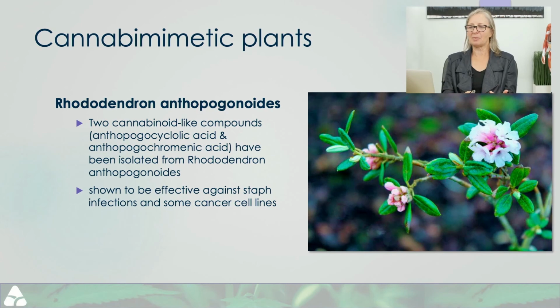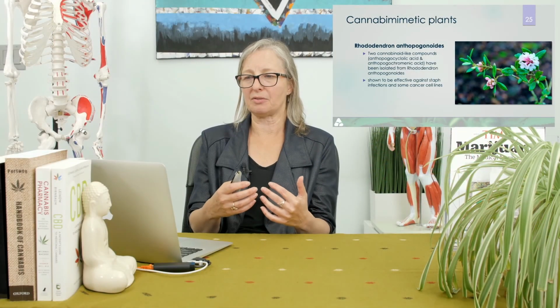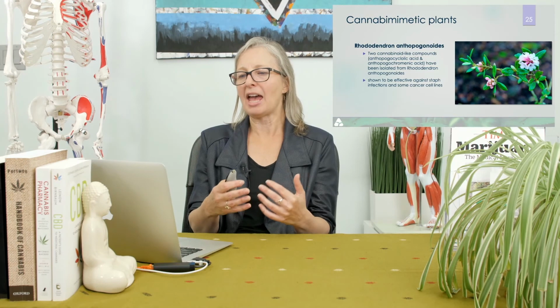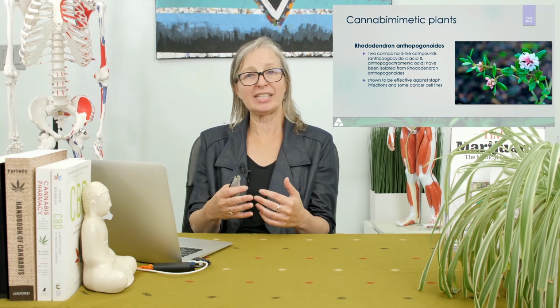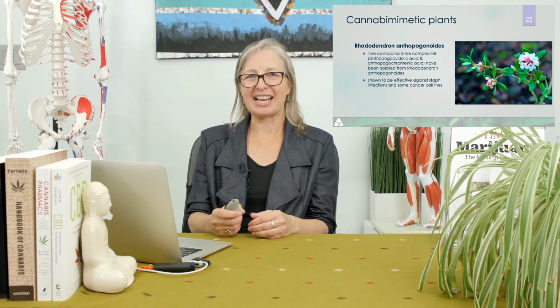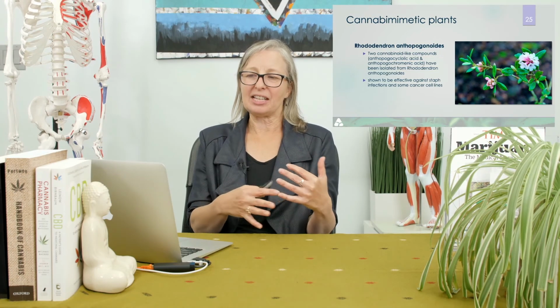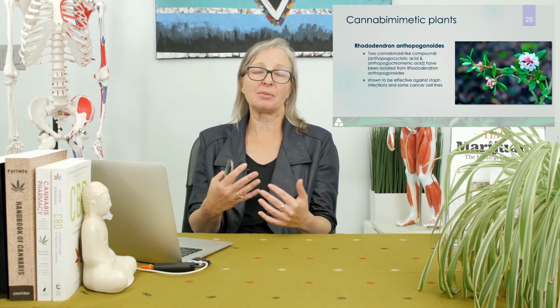Rhododendron, the rhododendron plant, and a lot of people have them in their gardens. It's a beautiful bushy plant that has big, beautiful flowers on it. It has two cannabinoid-like compounds in it. And these have been isolated just from this one type of rhododendron, Rhododendron anthopogonoides. Love those Latin names. It's shown to be effective against staph infections and some cancer cell lines.